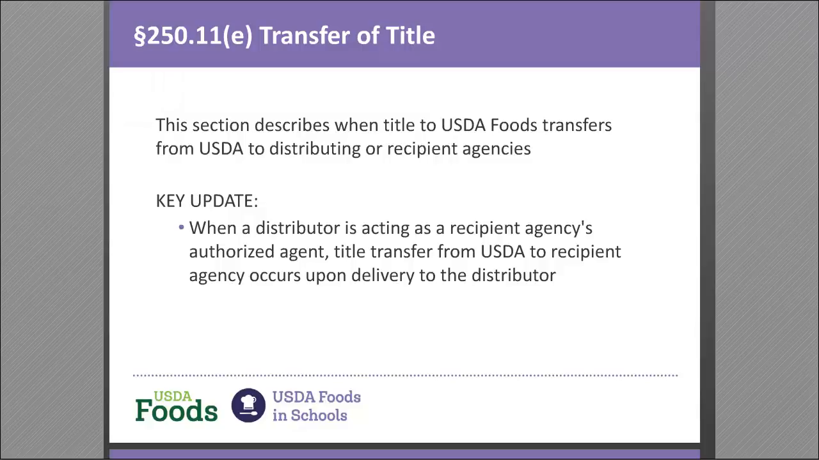Many recipient agencies receiving finished end products from multi-state processors contract with a distributor to store end products and/or transport the finished end products to their facilities. In these cases, the title of USDA foods would transfer to the recipient agency upon acceptance of finished end products at the time and place of delivery at the recipient agency or the distributor acting as the authorized agent of the recipient agency, whichever happens first. In other words, title of USDA foods transfers from USDA to a recipient agency, which is typically a school, when the processor delivers the end products to a recipient agency or to a distributor of the recipient agency's choice.